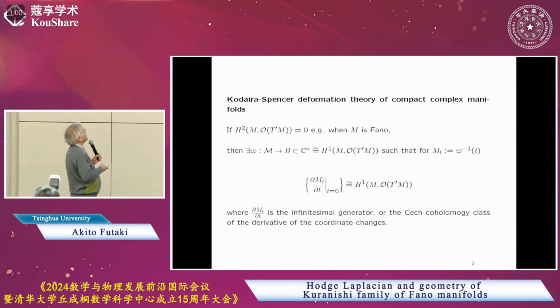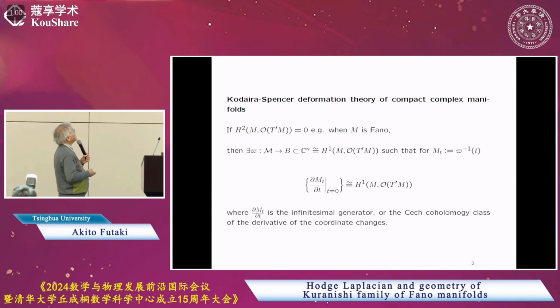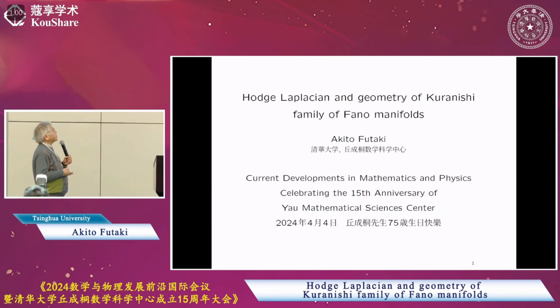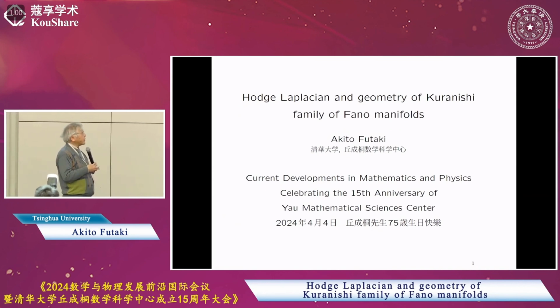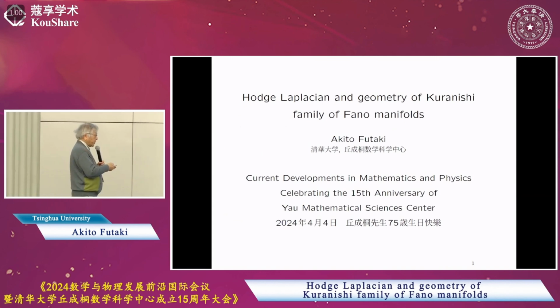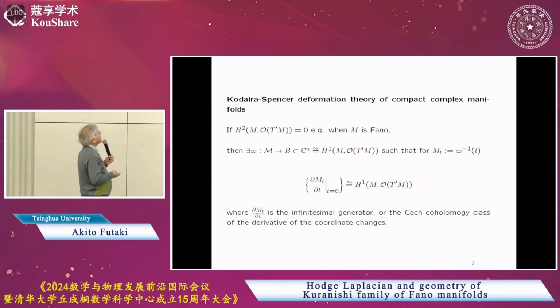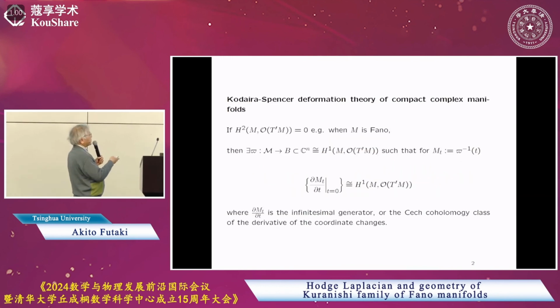I talk about Hodge Laplacian first, and then apply it to Kuranishi family, the geometric Kuranishi family of manifolds, and then apply it to the deformation of solitons. This is my talk. So I start with Kodaira-Spencer deformation theory, just briefly.